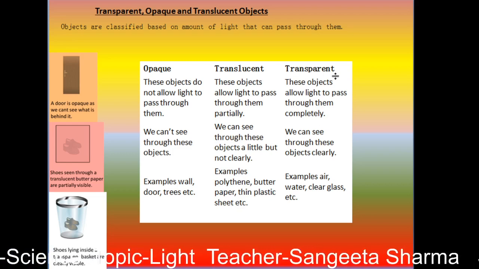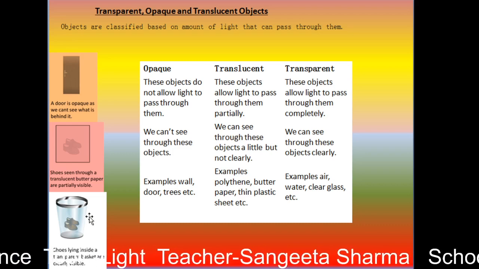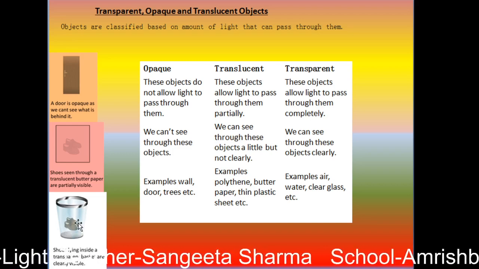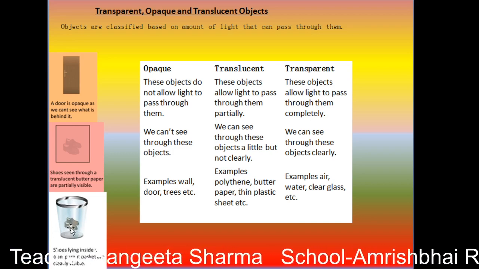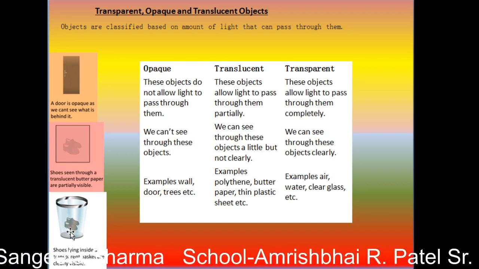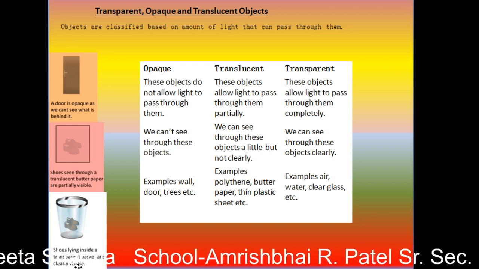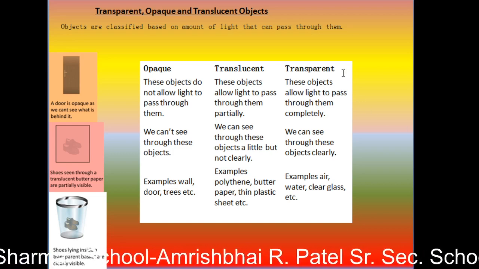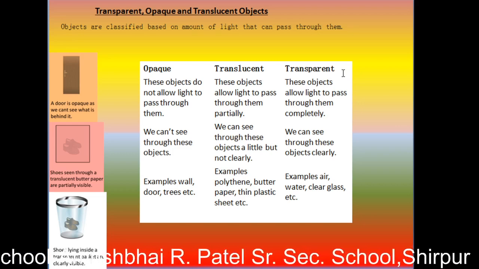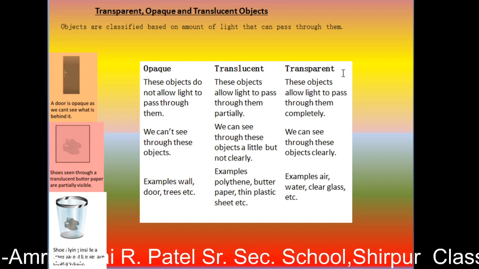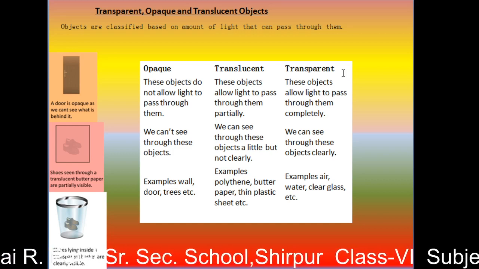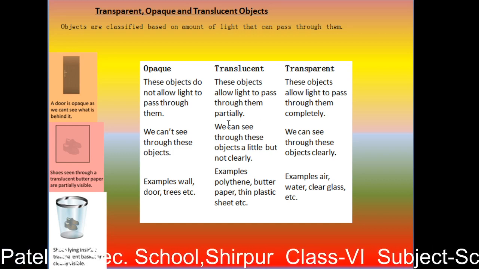Now the next is transparent objects. In the last picture you can see there is a glass and through this glass you can see the pair of shoes very clearly. The shoes lying inside a transparent basket are clearly visible. So what are transparent objects? These objects allow light to pass through them completely, so we can see through these objects clearly. Examples are air, water, clear glass, etc.